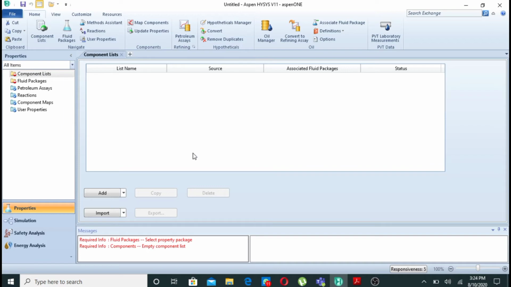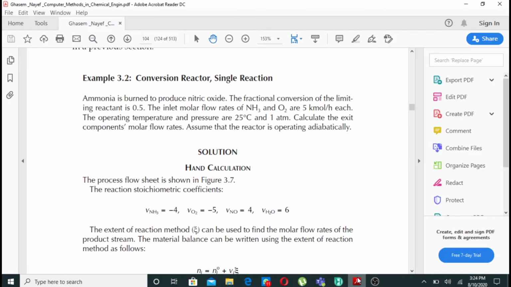In this video, we will see how we can use a conversion reactor having a conversion reaction in Aspen HYSYS. So without any delay, let's start. First of all, we will see what our problem statement is.